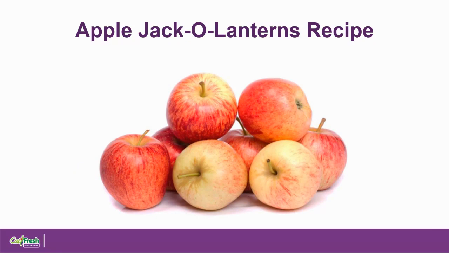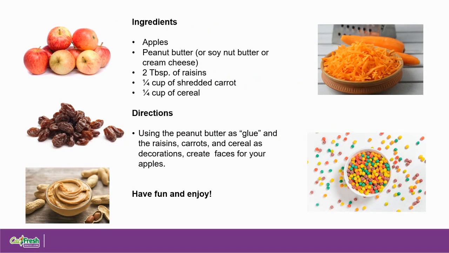Here's a fun recipe you can try at home with an adult. We like to call it apple jack-o'-lanterns. The ingredients for this recipe include apples, peanut butter, you could also use soy butter or cream cheese, 2 teaspoons of raisins, 1/4 cup of shredded carrot, 1/4 cup of cereal. If you're allergic to any of these ingredients, please leave them out or feel free to replace them with something else.